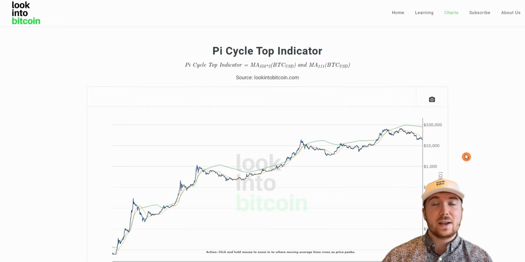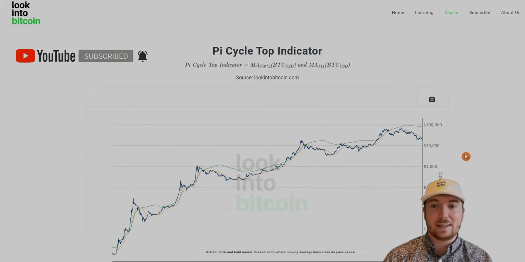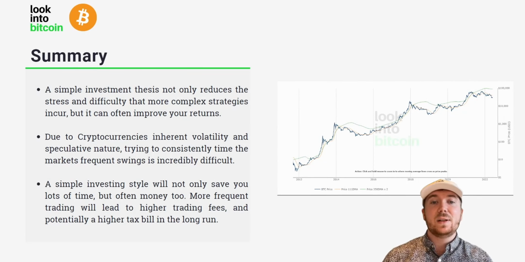Doing something like this, very simple, very easy, just using a couple of charts we have on lookintobitcoin.com has historically been a great strategy for buying Bitcoin at comparatively cheap prices and selling at comparatively high prices. So just to summarize, a simple investment thesis not only reduces the stress and difficulty that more complex strategies incur, but it can often improve your returns.